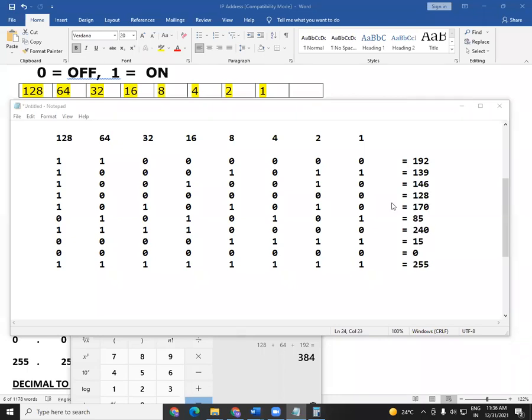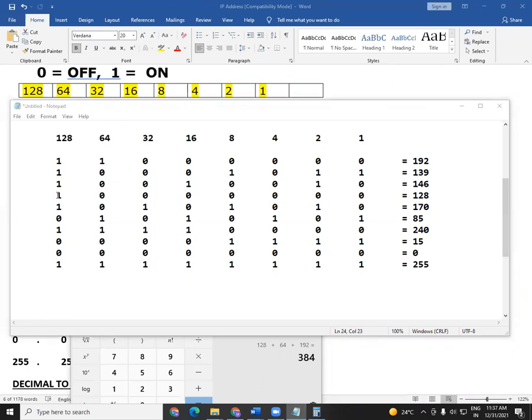Yeah, Raj, exactly. 128, 170, 85, 240, 15, 0 and 255. Exactly. Easy, right? It's just a binary to decimal conversion. But actually, there is a very big note we need to see here. There is a very big message here in this binary to decimal conversion. Okay, let us see that.